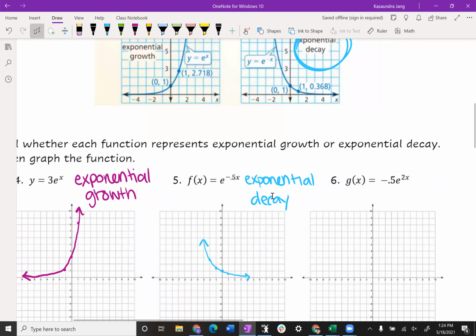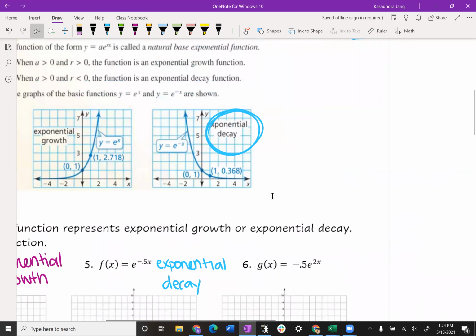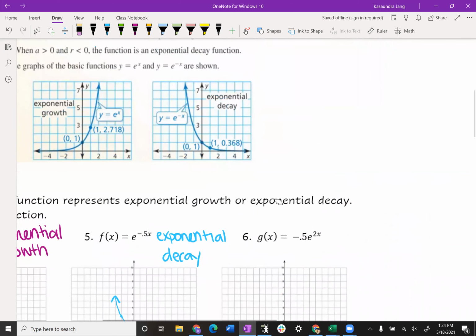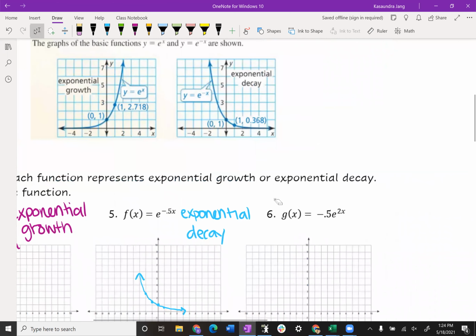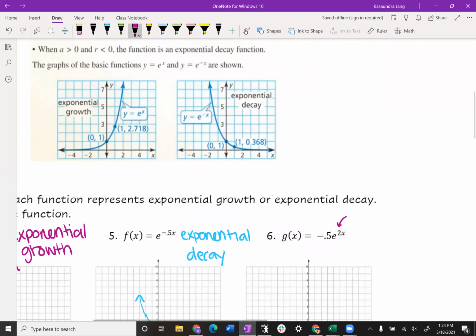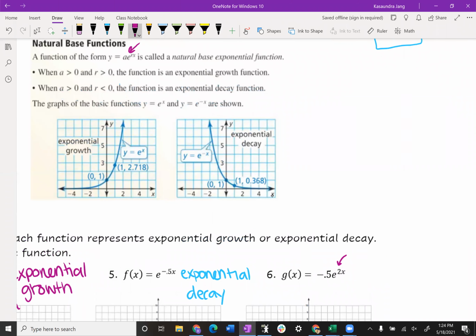All right, and now this one is a little different in that I did say that a had to be greater than 0 in both cases, the a being what's in front of my e to the x. This one has a negative in front of my e. So this actually is going to be a vertical reflection. So let's consider what it would be like without the negative. If I had a positive 0.5 e to the 2x, then this is a 2 right here. That's my r, and that r is greater than 0. That's true. So normally it would be exponential growth. It would look like this curve right here.